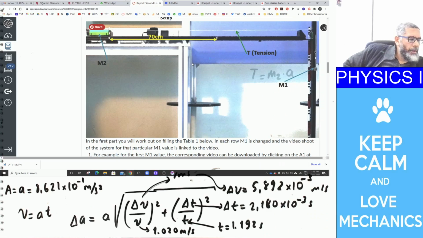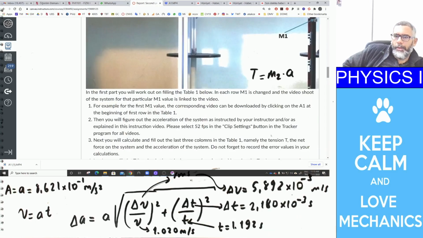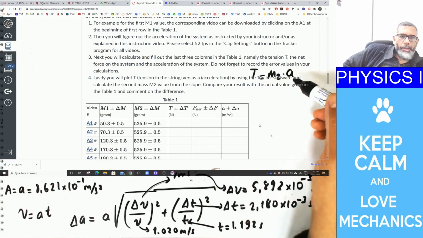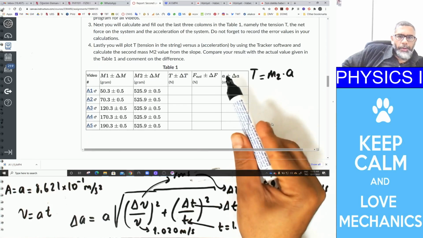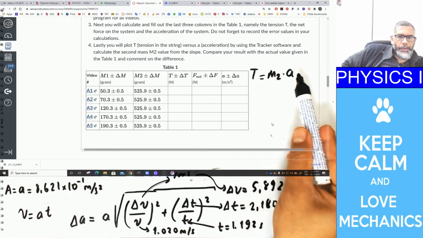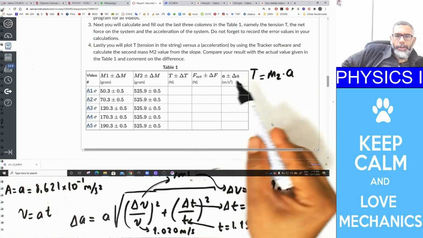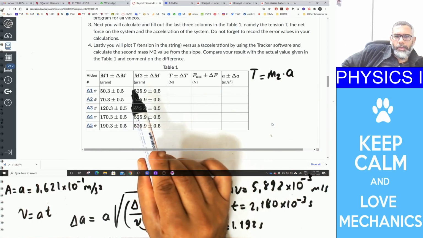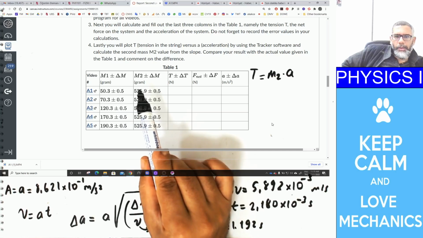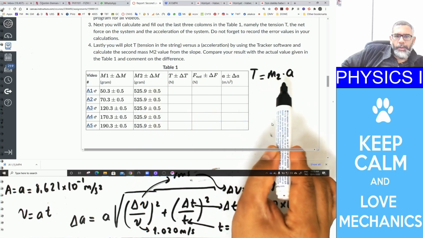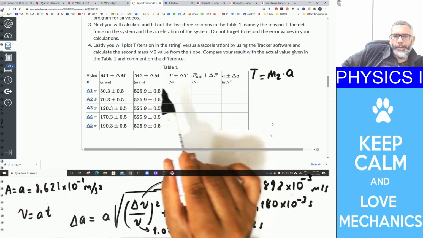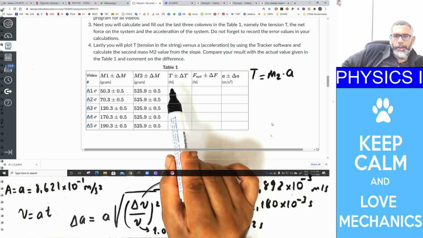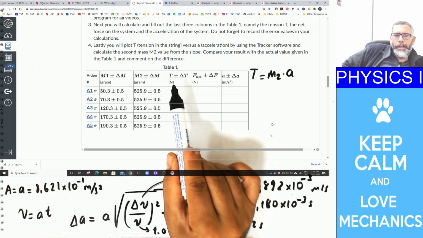Okay? But the acceleration is already calculated over here from the tracker, so you can put the acceleration over here. And you know what the M2 value is, this one. You put this value over here, then voila, that's it. You just calculated T and put this value over here. And next, what about delta T?